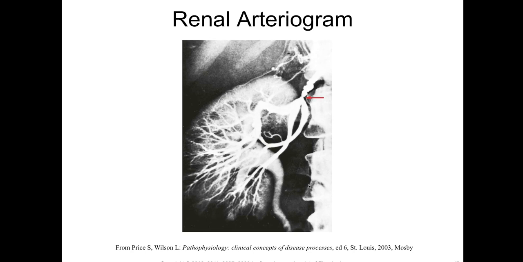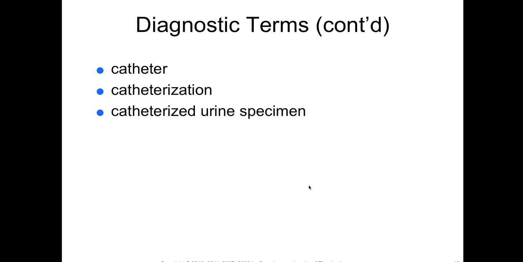Some more diagnostic terms here. First, we have catheter, and our process of inserting the catheter is called catheterization. A catheterized urine specimen is going to be obtained by placing the catheter in the bladder and withdrawing urine, which is going to provide uncontaminated urine samples. Catheterization can be used for collection of a sterile or uncontaminated specimen, instillation of medications or contrast media, for drainage of the bladder during surgery, or in cases of obstruction or paralysis.